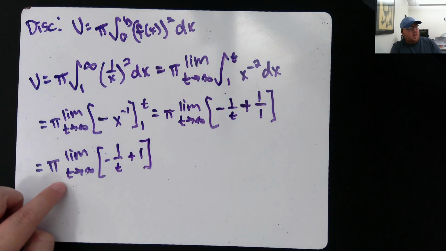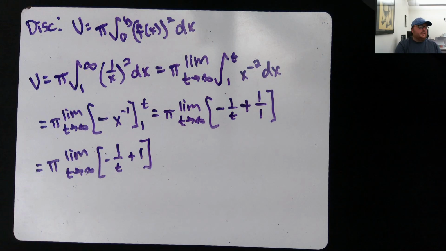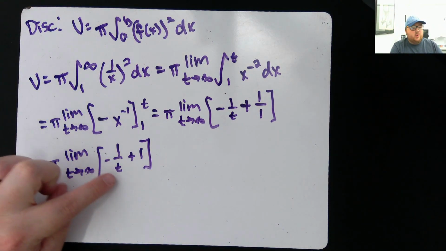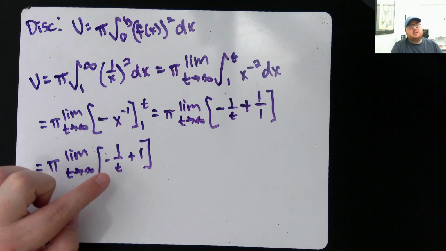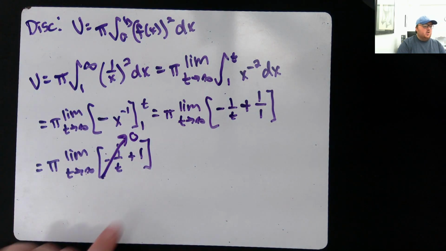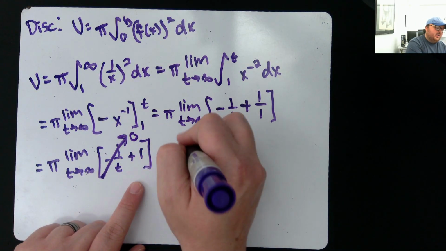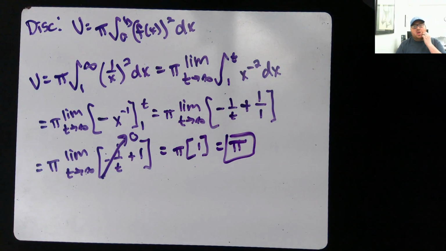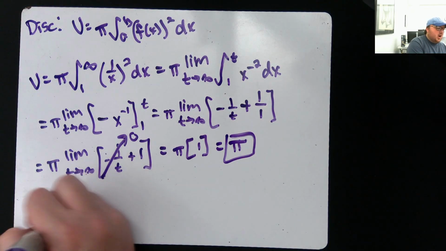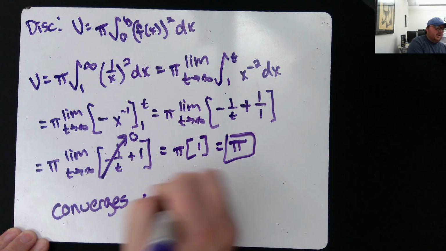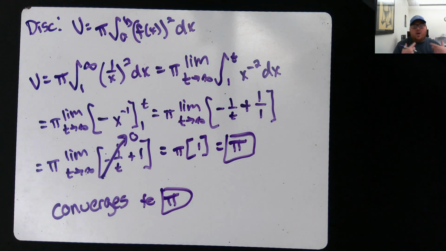So now do the limit as t gets really big of 1 over t. Well, 1 over something really big is going to be really small. So this limit is 0, which just leaves me with pi times 1, which is pi. So this converges to pi because I got a number. The volume of this is pi.